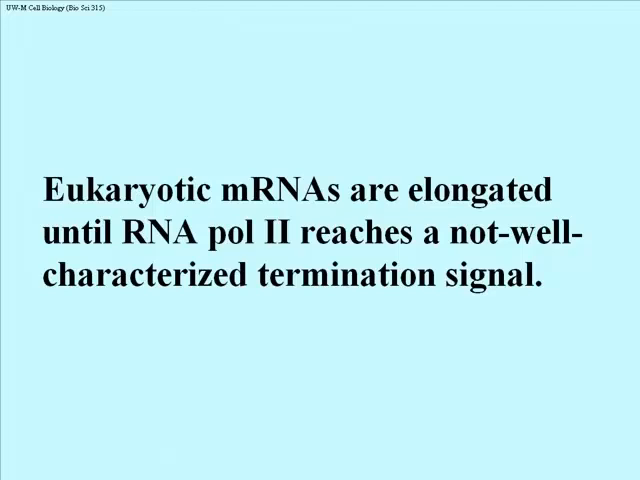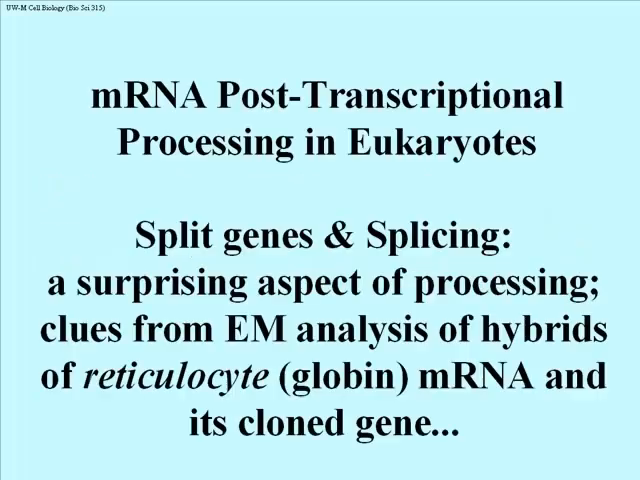Eukaryotic mRNAs are elongated until Pol II, RNA polymerase II, reaches a termination signal. The characteristics of termination signals in eukaryotes are not as well understood as they are for E. coli. We'll look next at post-transcriptional processing of eukaryotic mRNAs. The discovery of split genes and RNA splicing were quite a surprise, since all clues from studying bacteria had indicated that genes for proteins were just a string of code words or codons that corresponded exactly to the string of amino acids that the gene encoded. The first clue that something might be amiss came from studies of cloned globin genes.